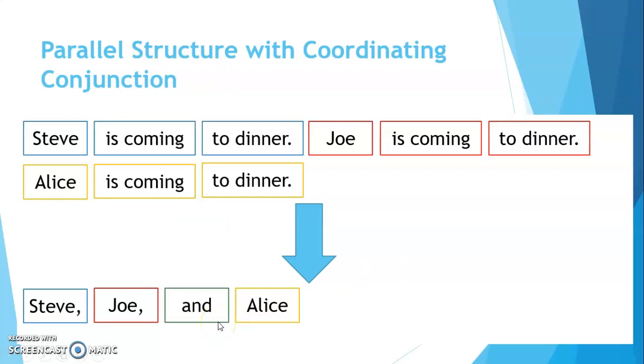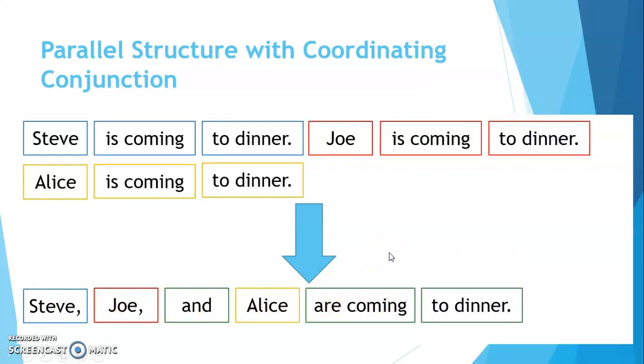This is similar to example number 1. We use and here. Steve, Joe, and Alice. But because we have 3 names here, we will use commas. Steve, comma, Joe, comma, and Alice. Are coming because there are 3 people. We will use are, to dinner.